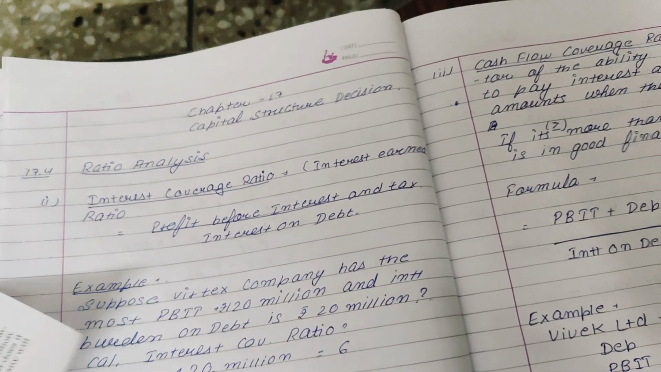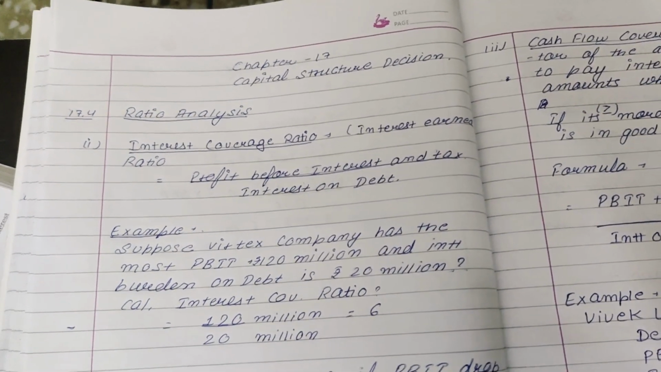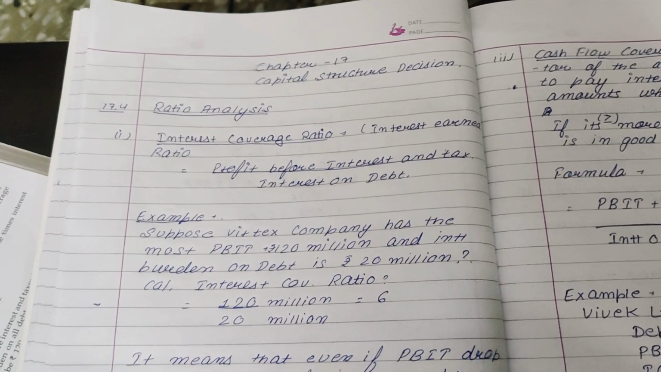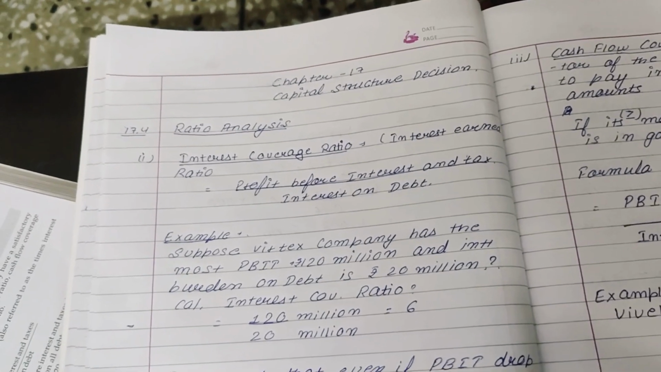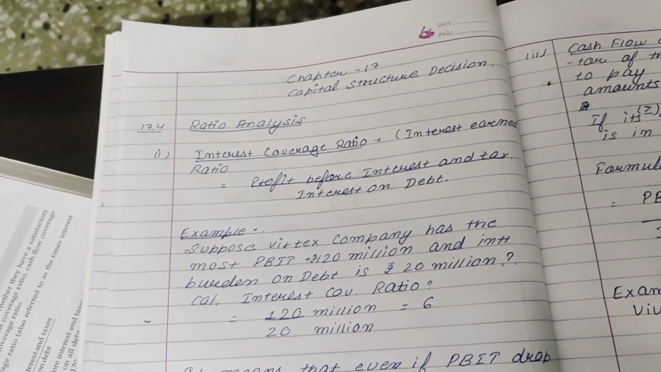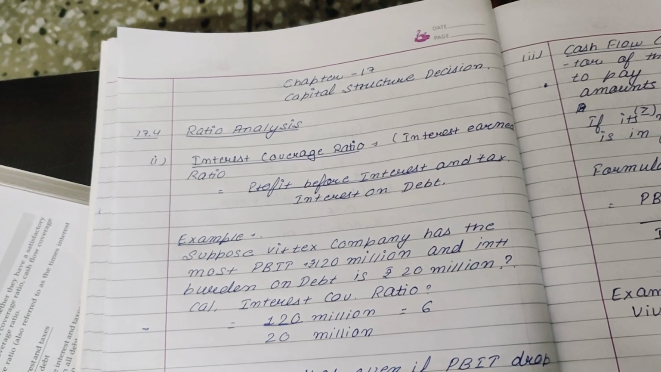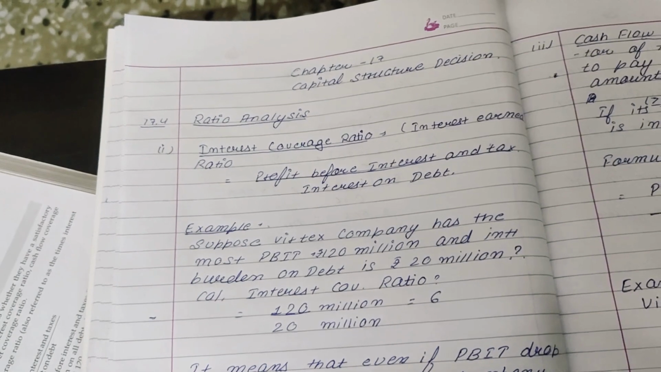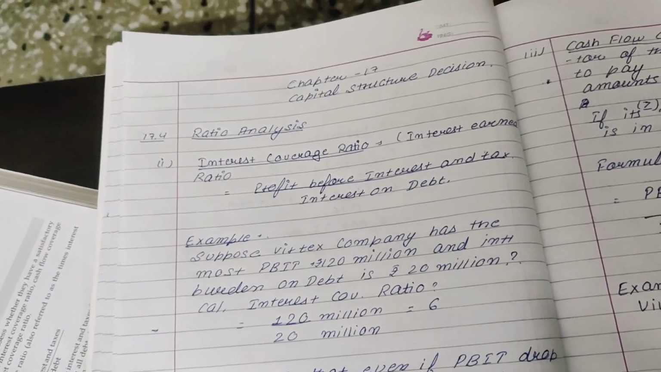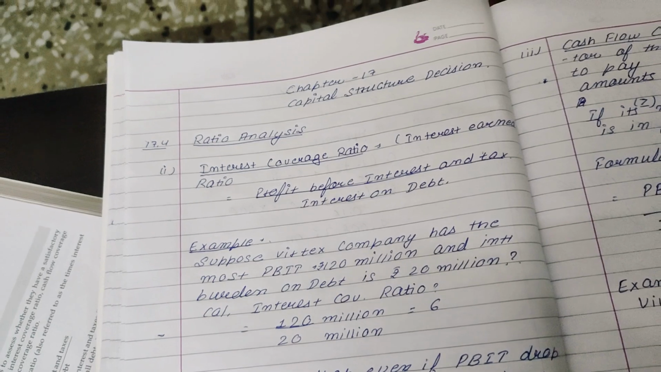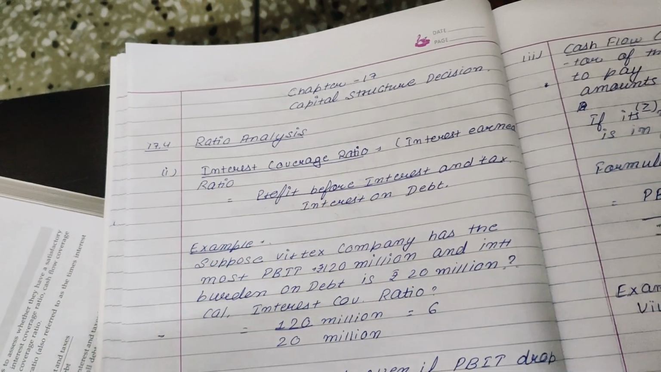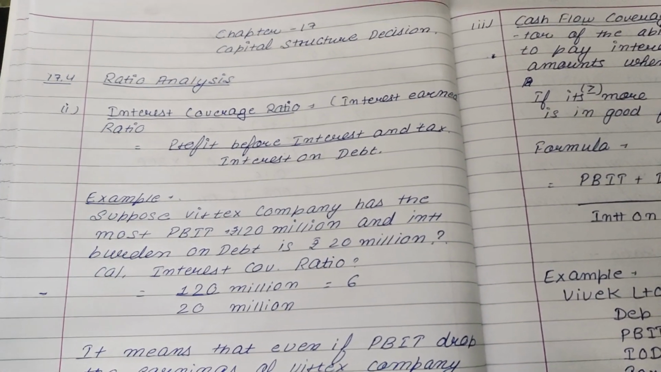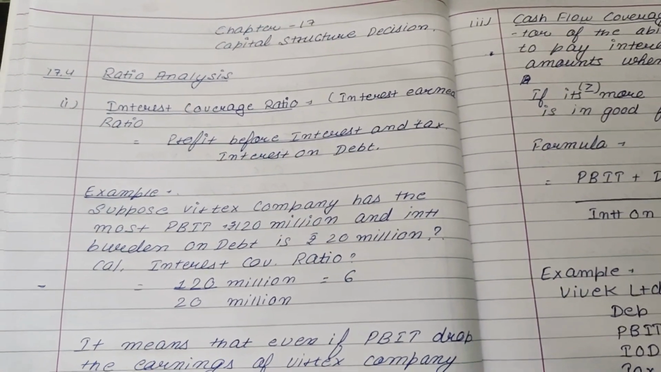So basically, when a firm or a financial institution gives you a loan, they commonly look at some ratios to assess your financial status. The commonly used ratios are interest coverage ratio, cash flow coverage ratio, debt service coverage ratio, and fixed assets coverage ratio. Now we'll learn how to calculate these ratios, right?